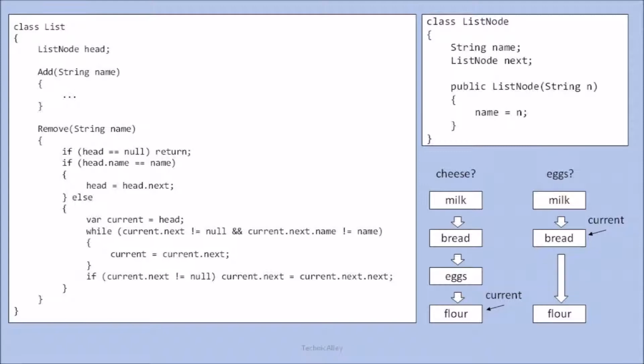In this case, we want to connect the current element, bread, with whatever comes after the item we're removing, so in this case we want bread to lead directly to flour. We do that by writing that the next element of current is the next element of the next element of current. So current is bread, old current.next is eggs, current.next.next is flour, and we're overwriting eggs so that current.next is now flour. Alright, I hope that's clear.